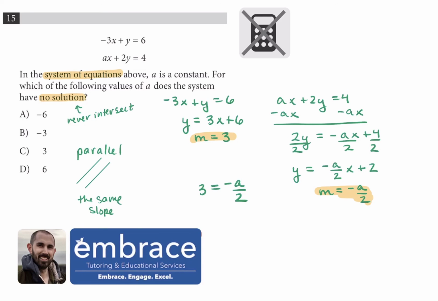So if I solve this for a, I'm going to multiply both sides by 2. I get 6 equals negative a. Divide by negative 1. So a equals negative 6. So the value of a that makes this system never intersect, which means it has no solution, is negative 6. And that's answer choice A.